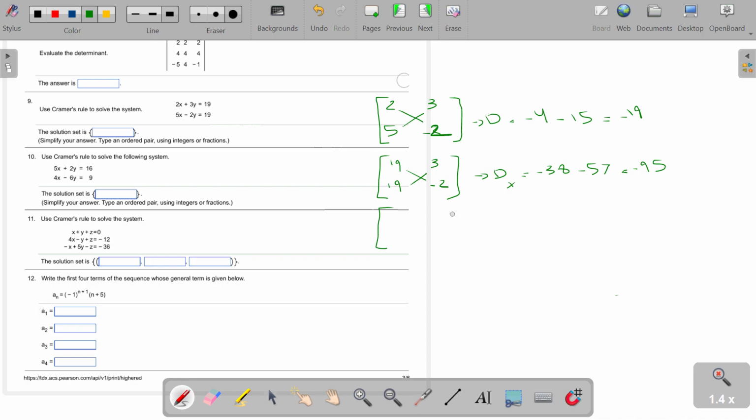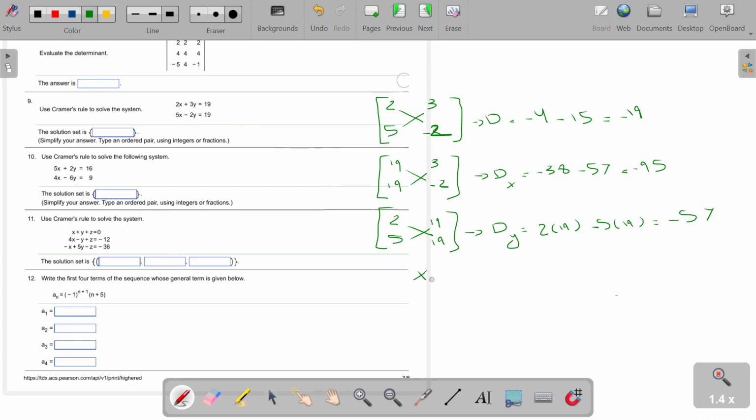And next, again, we're going to use the same matrix as the first one. This time, the second column will be covered with these two numbers. So 2 and 5, and 19 and 19 will go here. Now we're going to find the determinant, and we call that dy. What is dy? 2 times 19 minus 5 times 19, and that will be equal to -57.